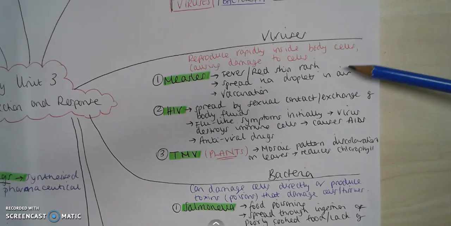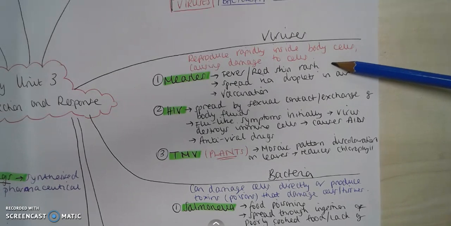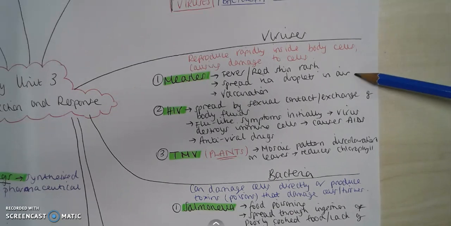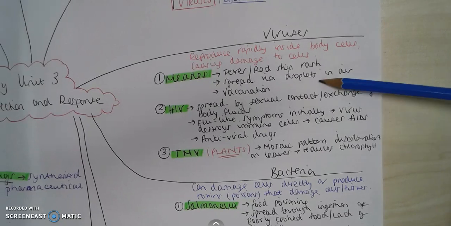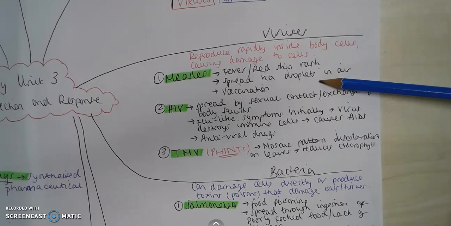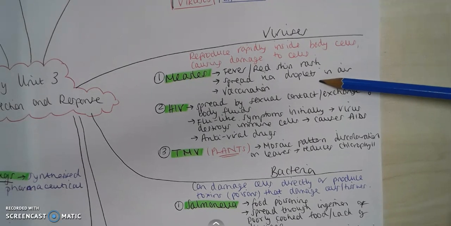Measles is a virus that can affect humans. Typical symptoms of measles are fever and skin rash. It can be spread via droplets in the air, so through coughs and sneezes. The main way we've reduced the occurrence of measles in our country particularly is through vaccination, so vaccinating infants against measles.